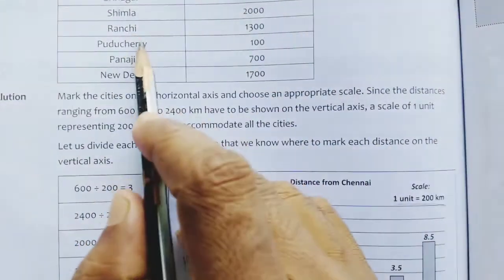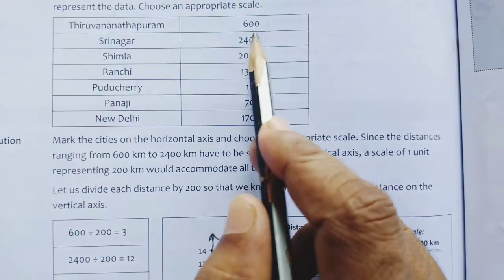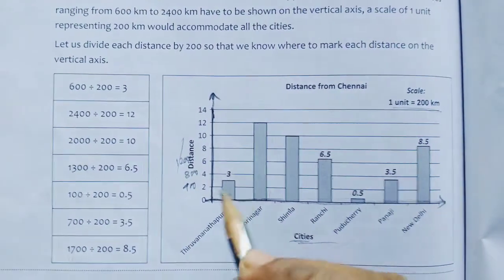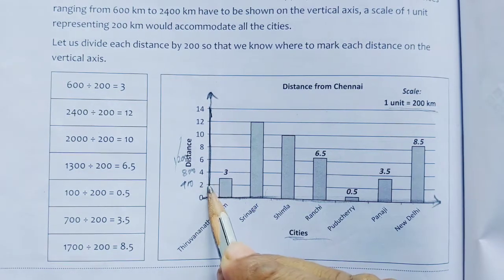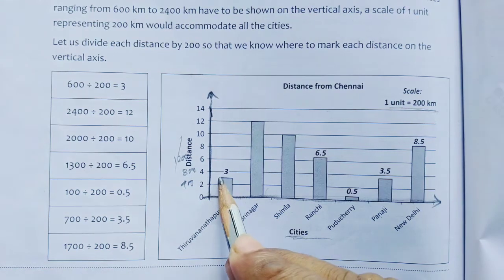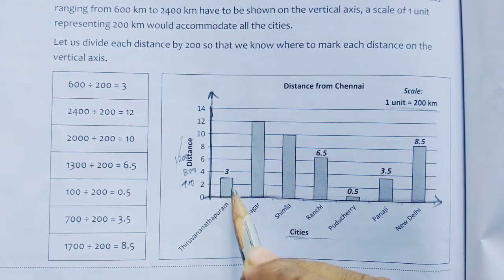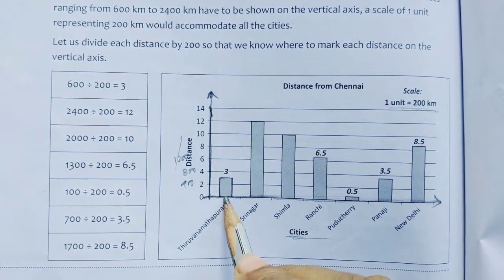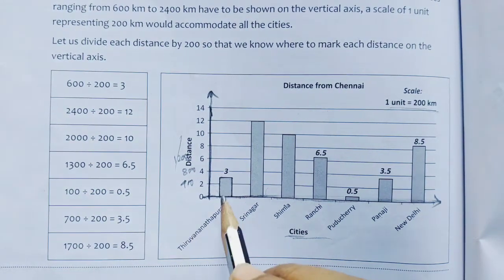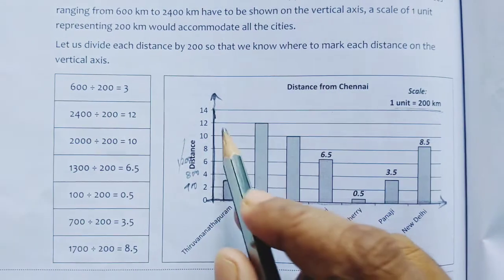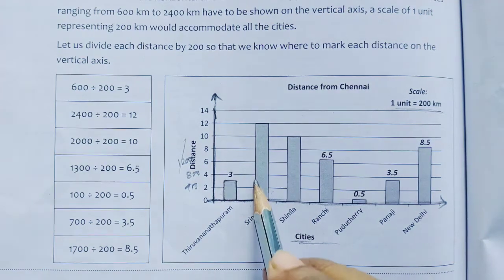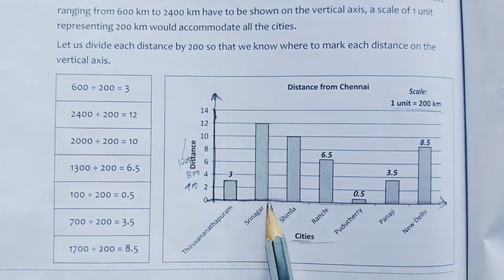So the distance from Chennai to Thiruvananthapuram is 600 km. So here is 600. 600 means 3, and 3 is situated between 2 and 4. So here is 3. 3 into 200 means 600. So this is the distance from Thiruvananthapuram to Chennai. Next Srinagar, and the distance of Srinagar is 2400. That means 12 into 200, 2400. So try to draw the bar graph up to this.